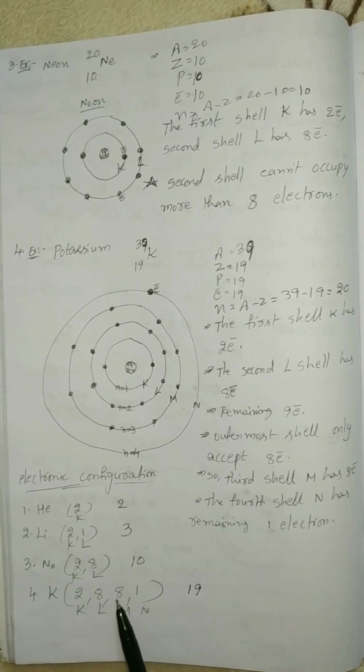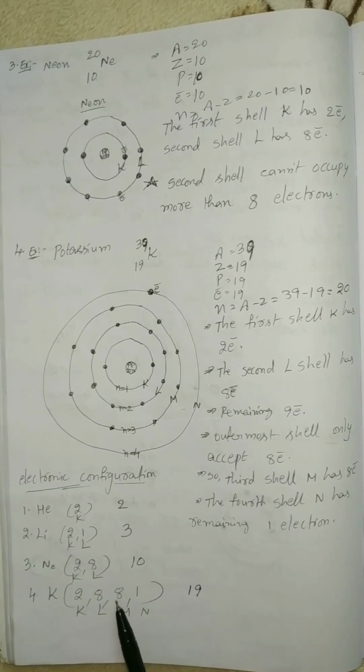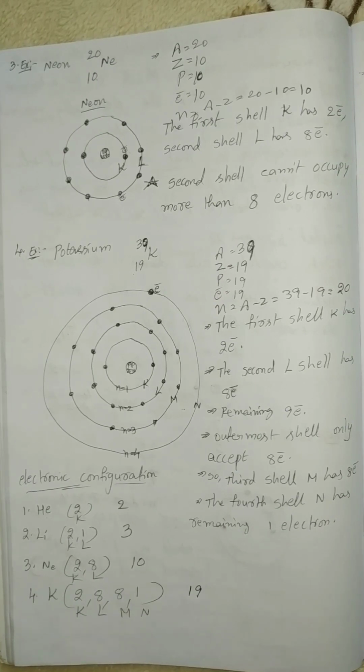Why? Because here in the third M shell does not occupy 9 electrons. Why? Because it is the mandatory rule of the octet rule. So only 8 electrons fill in the M orbit or shell.